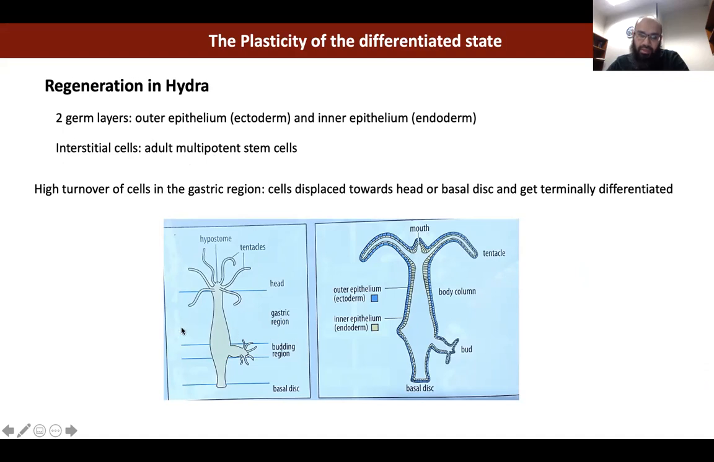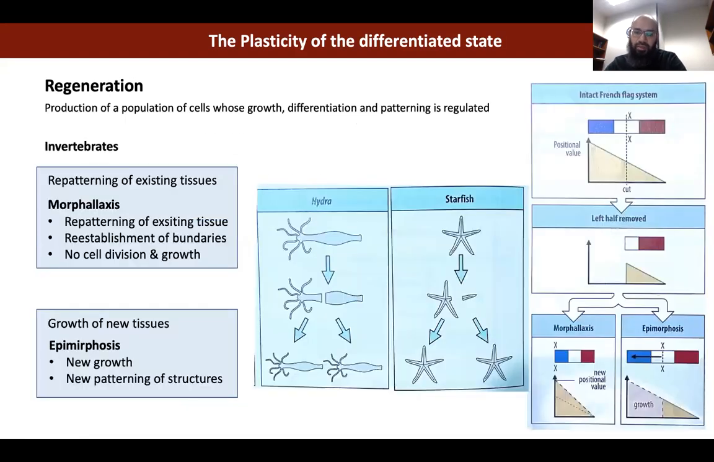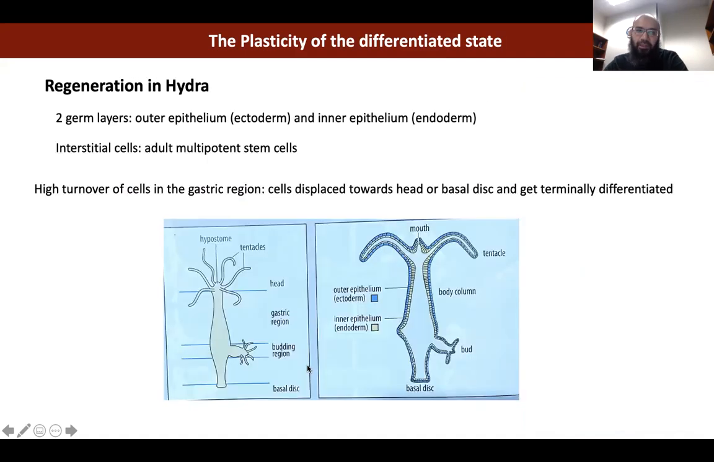Yet the Hydra, when it is cut in half, leads to morphallaxis. So it regenerates body parts not by growing cells, but by expanding or stretching the existing body parts, and may replace the missing part. But we will now consider what these adult multipotent stem cells would do. So there is a very high turnover of cells in the gastric region. So this is the gastric region.